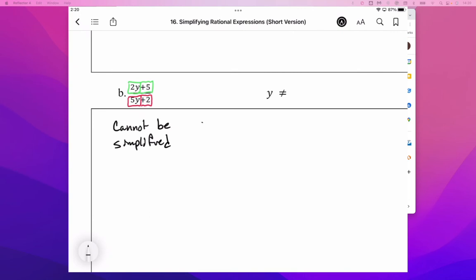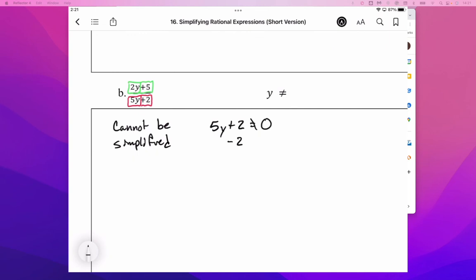Another example that you may have seen something like in the past would be something like 7 over 11. 7 over 11 cannot be simplified either because there's just nothing that 7 and 11 have in common that we could divide out. Now, in terms of a number that can't be in the denominator, we cannot have a denominator of 0. So 5y plus 2 cannot be equal to 0.